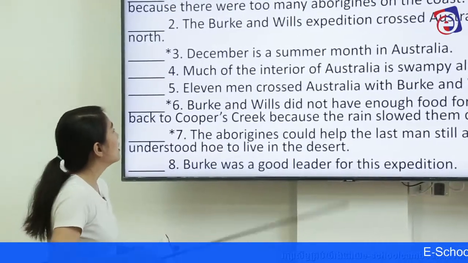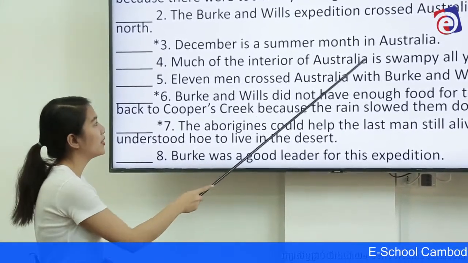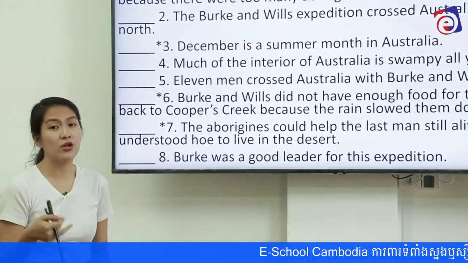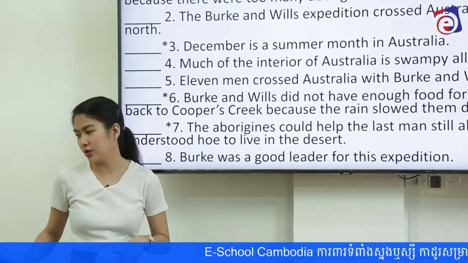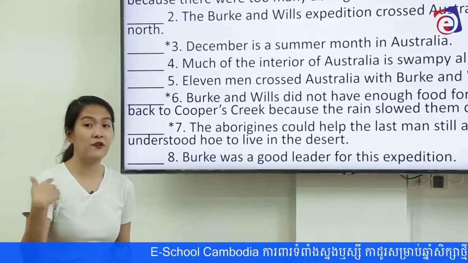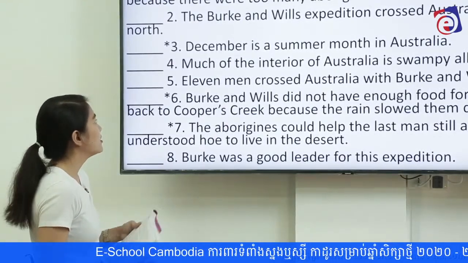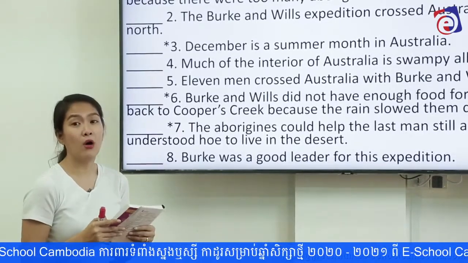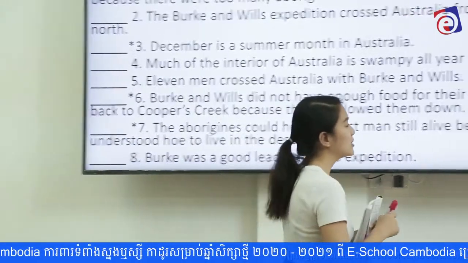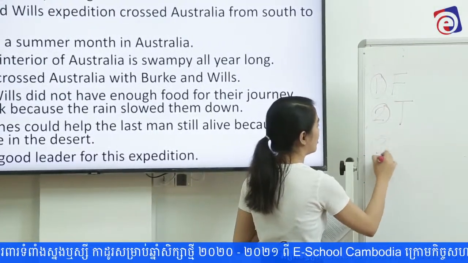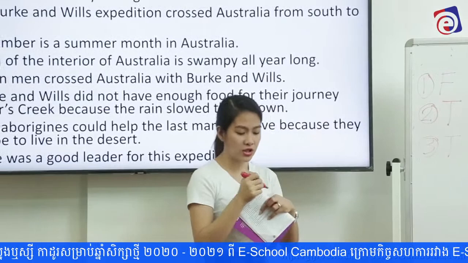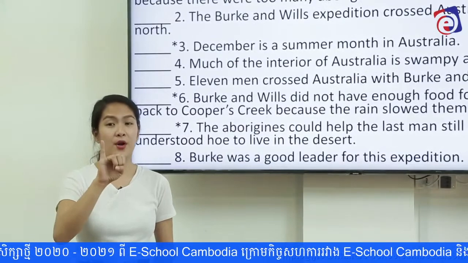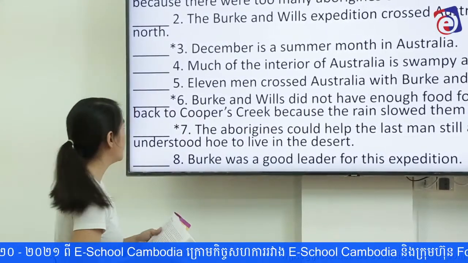For number 3, December is the summer month in Australia. It has an asterisk here, which means you can think on your own knowledge, stock knowledge. It's okay if you are wrong or right, it's fine. So December is the summer month in Australia. True or false? The answer is true. So I researched about this. The summertime in Australia is December, January, and February.